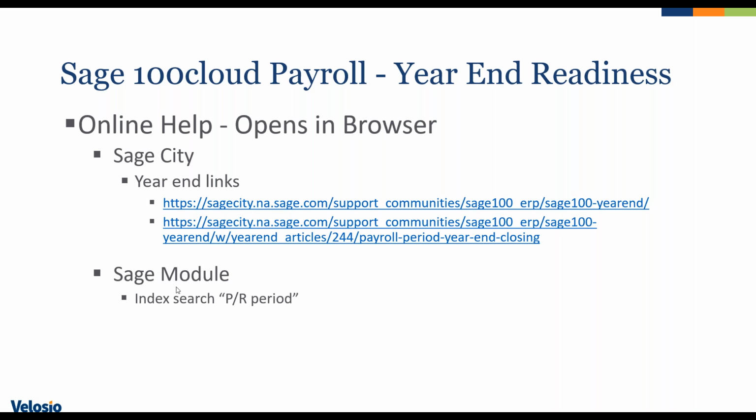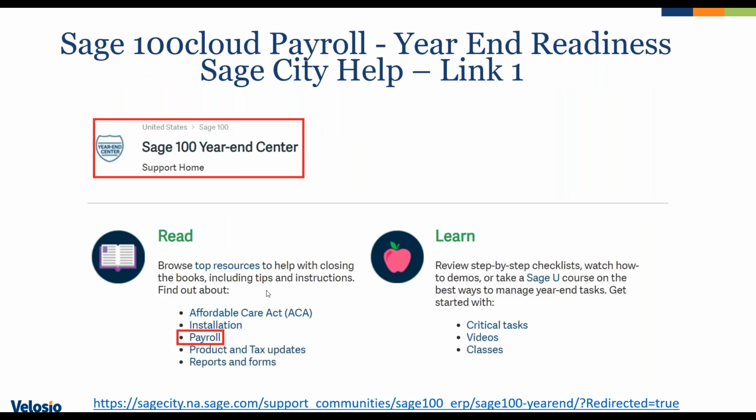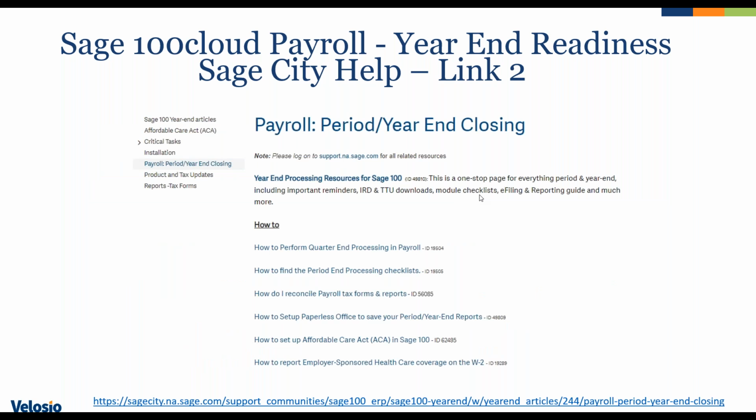In the module itself, if you go to help, and we can go to index search, we can find PR period end, or even just PR. It'll get you some help. So I'll give you some examples of what that looks like here. If you click on the Sage City link, they've got a Sage 100 year end center. Not only for payroll, but maybe talking about general ledger or other modules for year end, though it's mostly dealing with payroll. This is an example of what the screenshot looks like. We've included a link down at the bottom that you'd be able to link to from the PowerPoint deck. You click on the payroll button, and it will take you to payroll period end year processing, and actually takes you to a knowledge base article that specifically addresses some Q&A that you might have before you get involved with it.